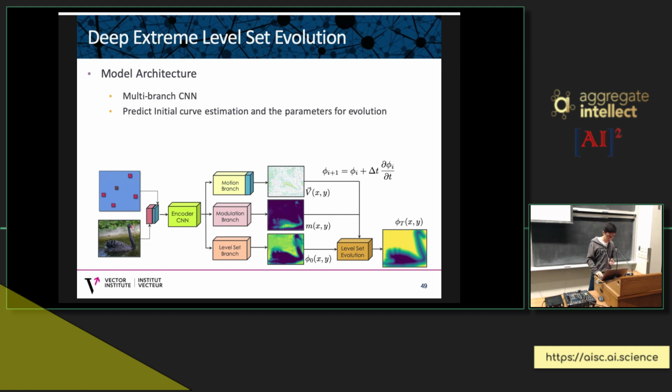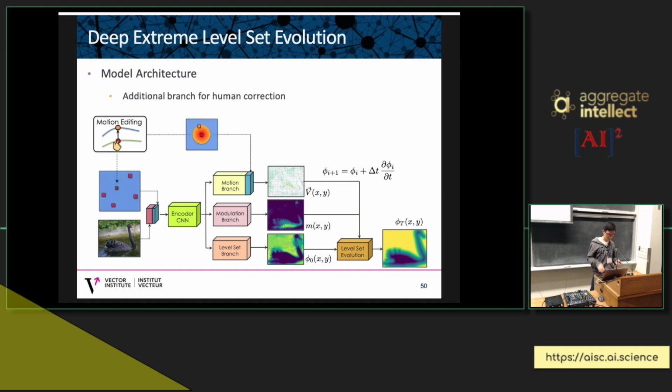So here's the general model. And also, there's an additional branch for human correction. On the erroneous boundary, we can just drag the points onto the correct position, and then we can encode it into the network and repropagate through the whole network, and then we can get a better result.